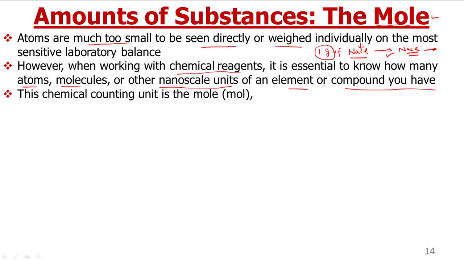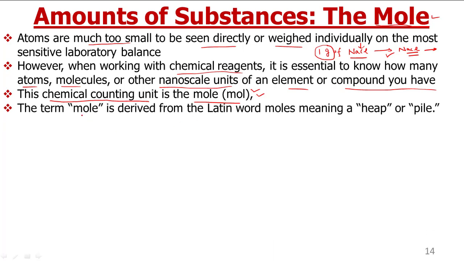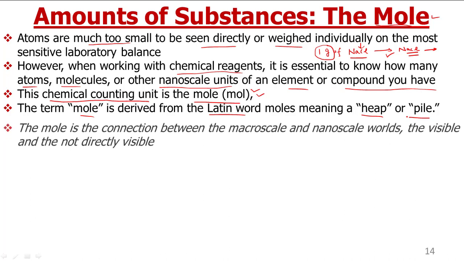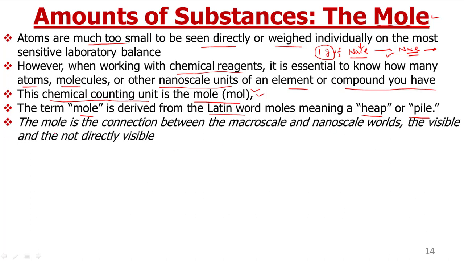So the unit by which these atomic particles are counted, or we can say the chemical counting unit, is the mole. So mole is a unit which is used to count a very large number of very small particles like neutrons, protons, atoms or molecules. Mole is derived from a Latin word which means either heap or pile.